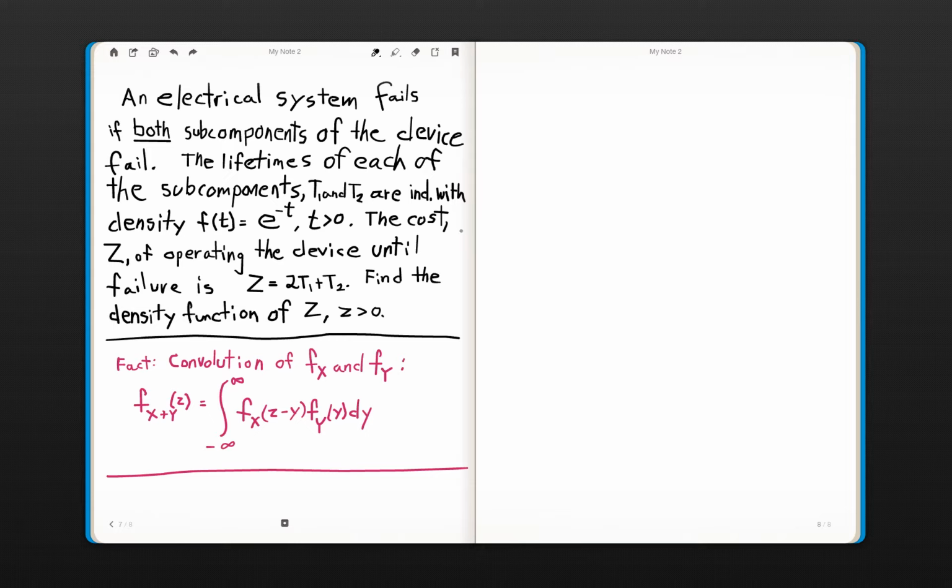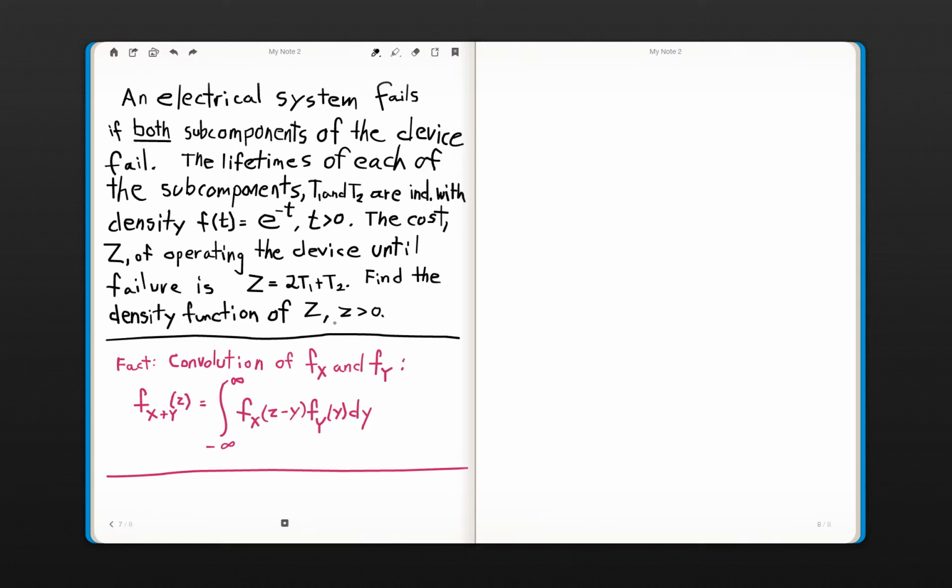And now the cost is actually what we're interested in, operating the device until it actually fails. This is given by this transformation, where the cost Z is equal to twice the lifetime of the first component plus the lifetime of the second component. And so we want to find the density function of Z.